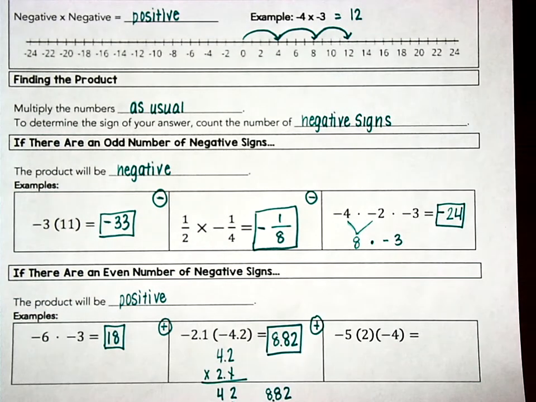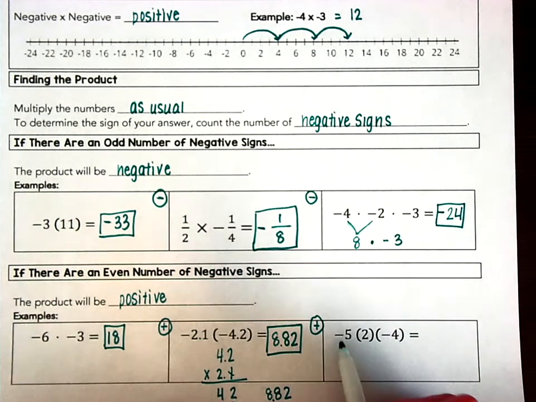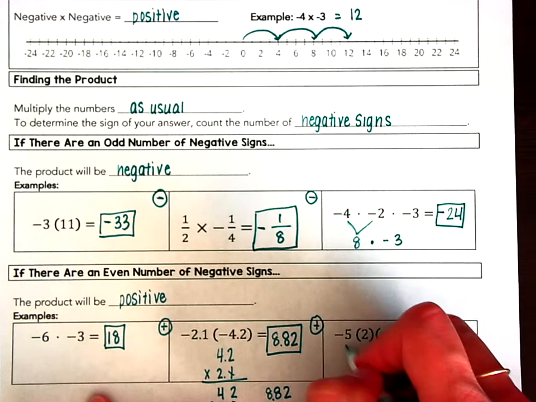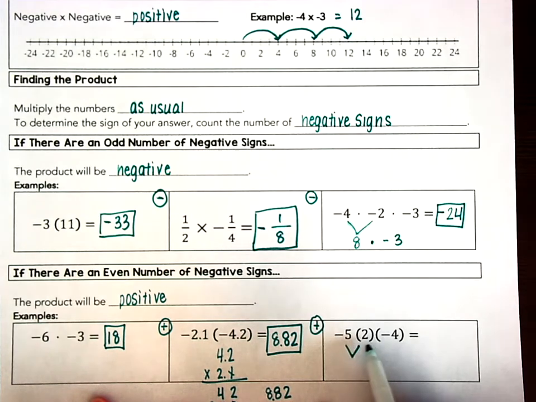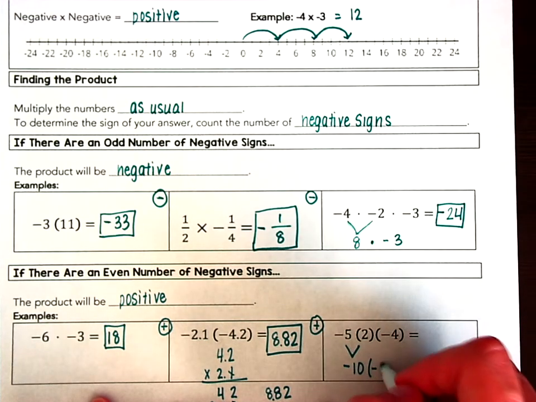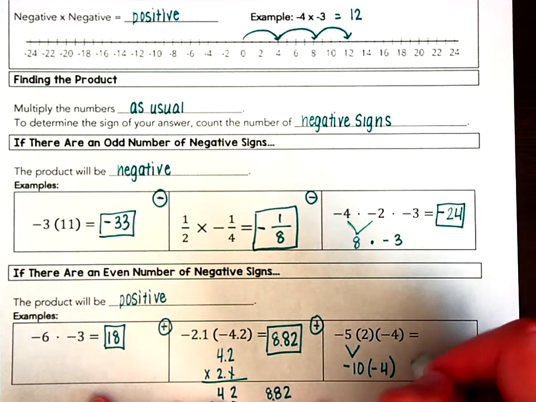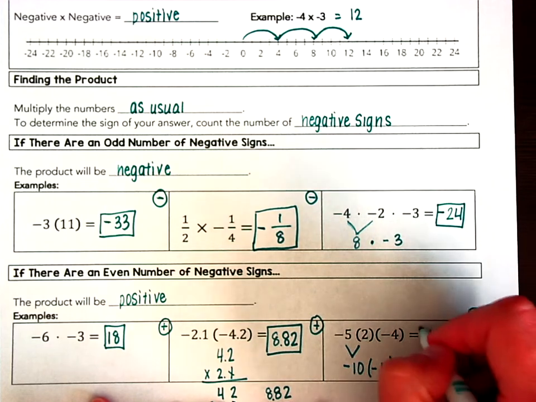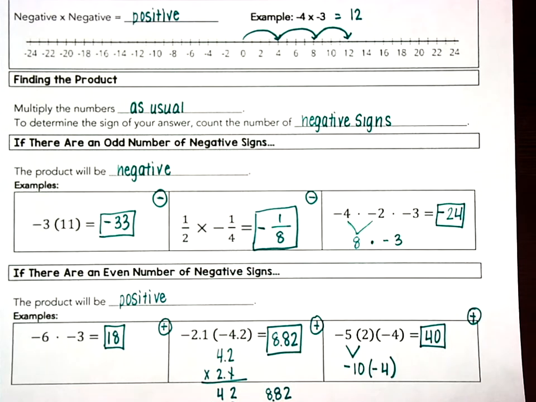And lastly, we take a look at this last example, and I see 2 negative symbols here. Just to prove it, we can go through. We know a negative times a positive, negative 5 times positive 2, will give us negative 10. And then if we multiply that by negative 4, a negative times a negative, we know is a positive 40. So we do know that our answer here should be positive, and that would be positive 40.